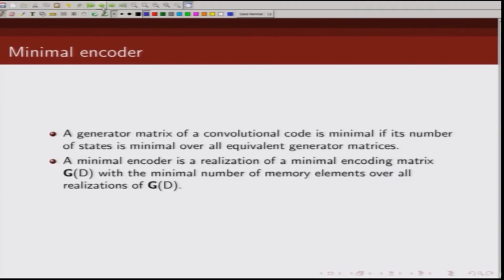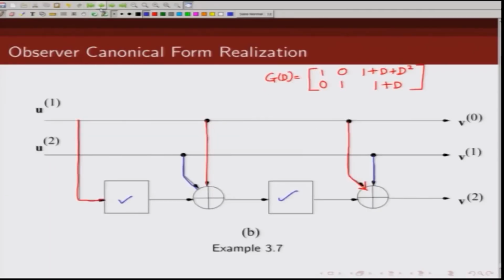And for the example that we have considered in this case, you can see from the generator matrix the maximum degree of D is 2. So we at least need 2 memory elements to represent it, and you can see the observer canonical form realization in this particular example will result in a minimal encoder for this convolutional encoder. So this realization will result in the minimal encoder realization for this convolutional encoder.